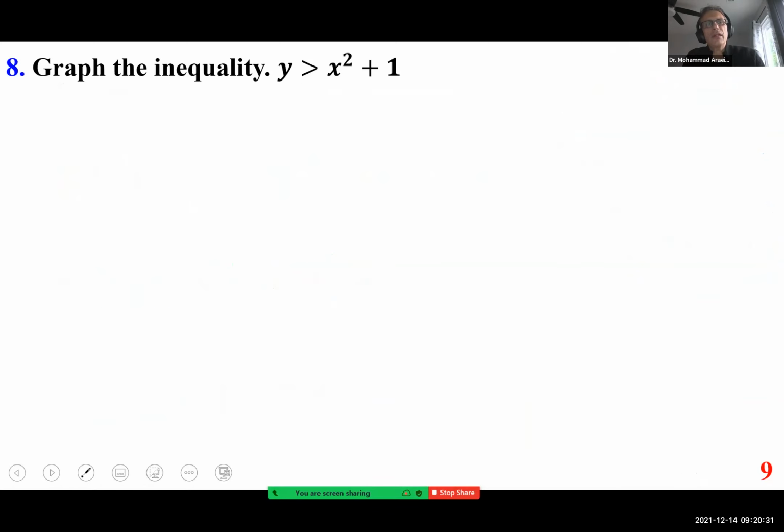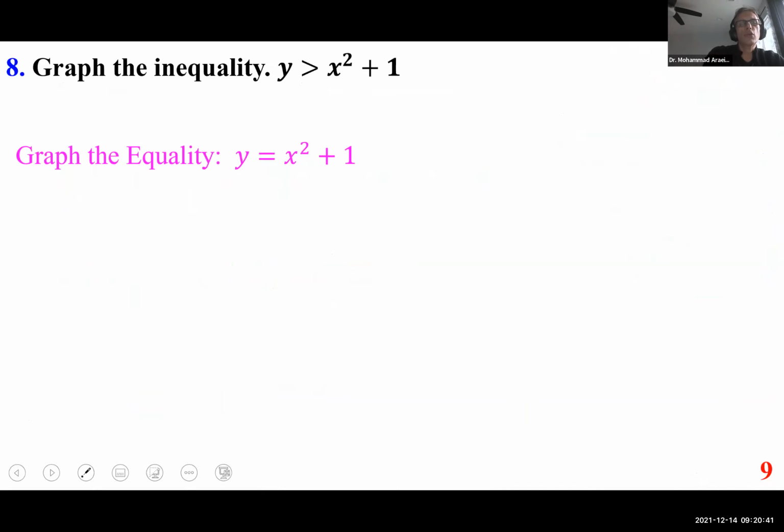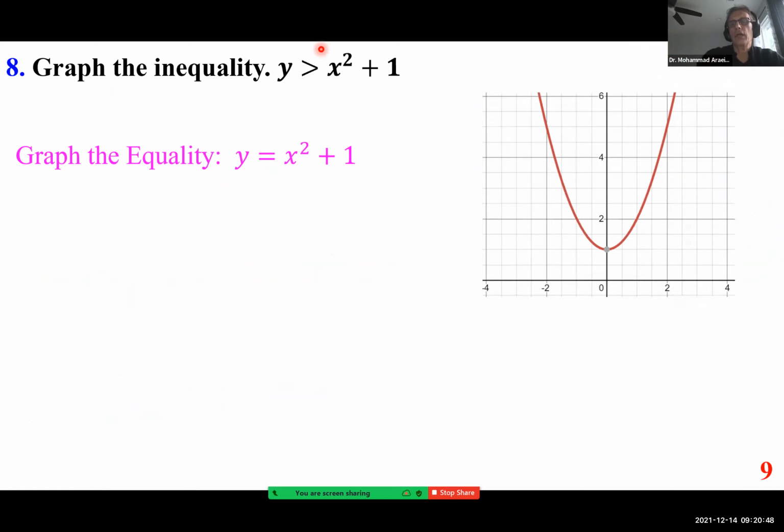We may have an inequality which is nonlinear, such as this one. We do exactly the same thing. In my opinion, the best course of action is to go with the equality. And as you know, the graph of this case is very simple. Y equals x squared is a parabola, shoot it up by 1 unit, and it looks like this.